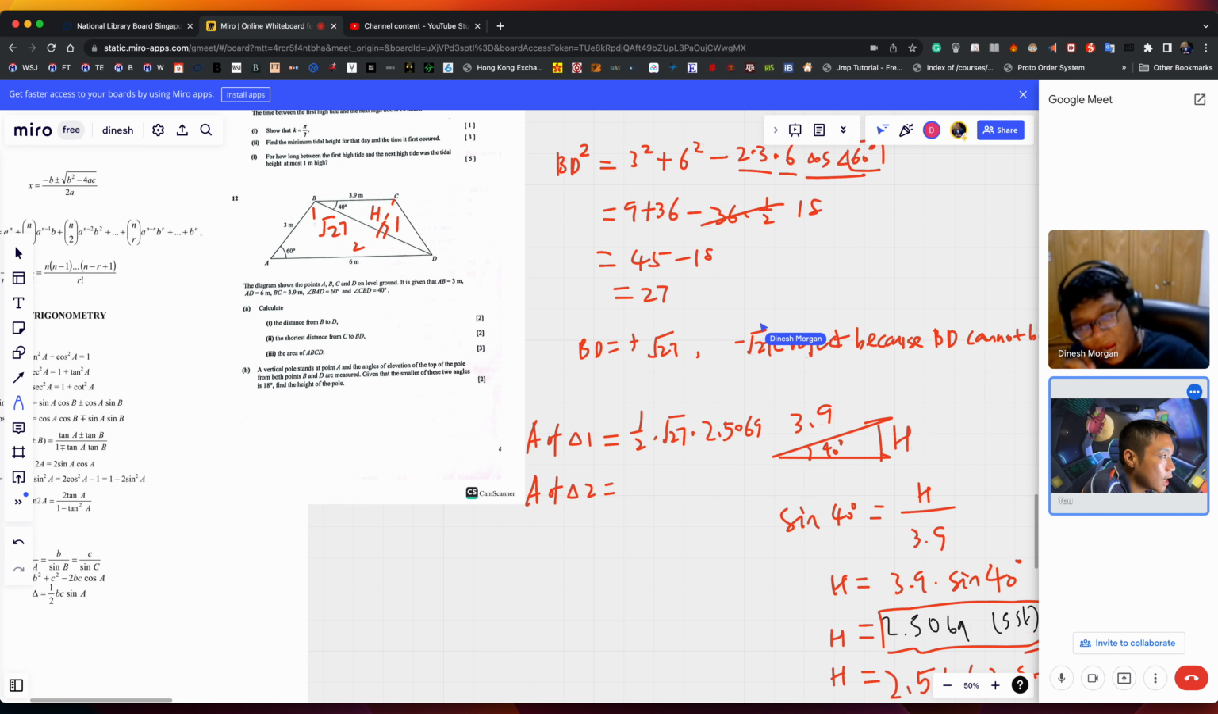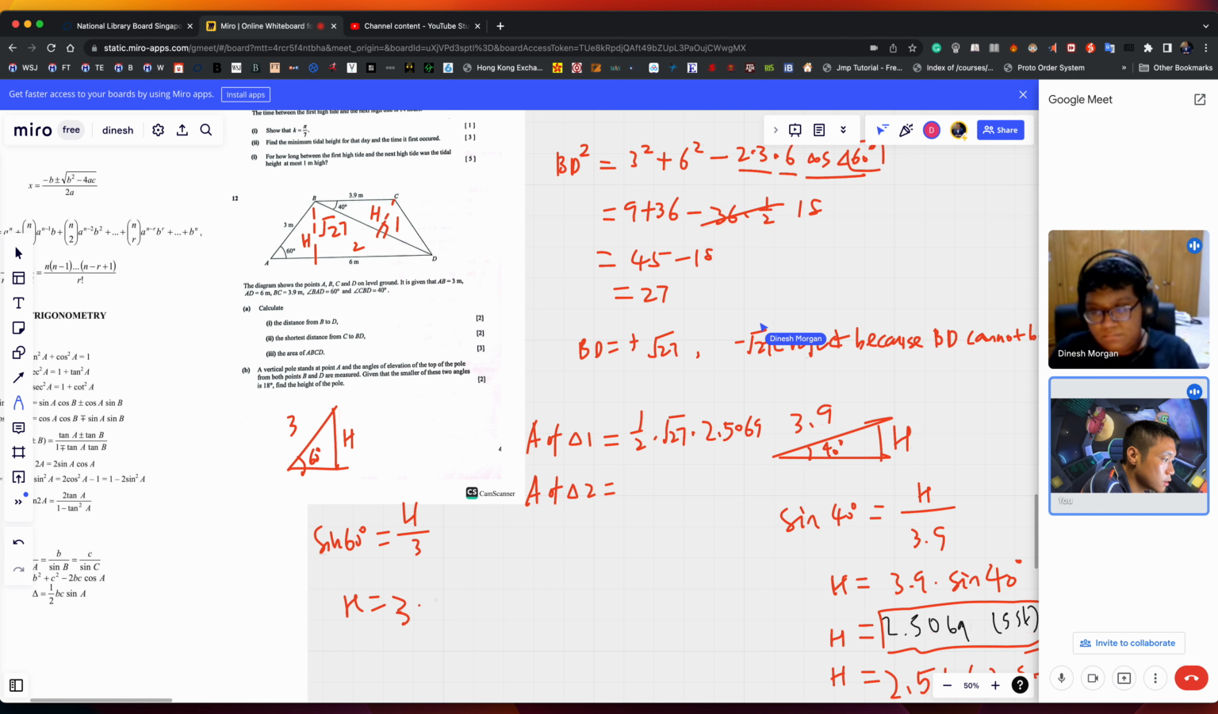You need to find the height also. So you use the same technique, which is your sine and cosine, right? Sine 60 is equal to h over 3. So h is equal to 3 times... Wait, how do you use the half BC sine A? Actually, I'm using it without telling you. The half AB sine something is actually for you to find the h. I think I talked about it, right?